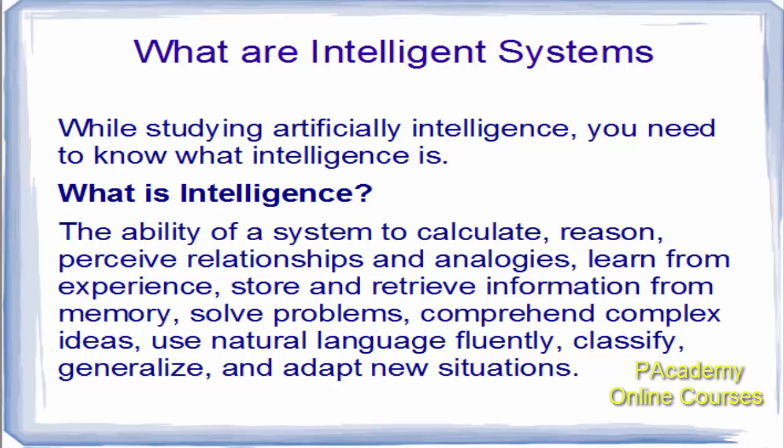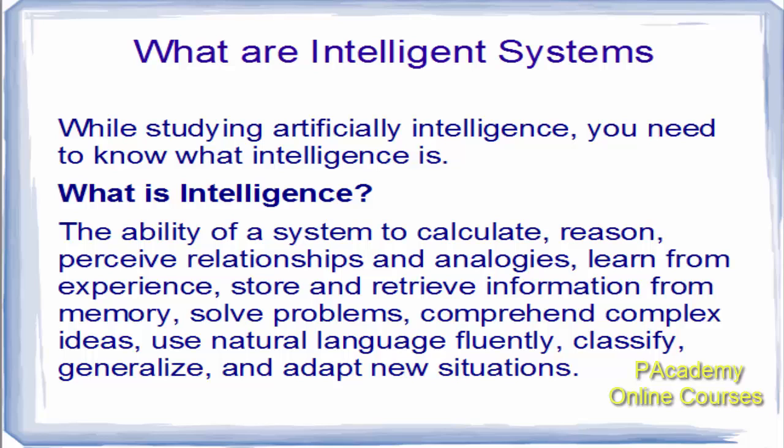What is intelligence? It is the ability of a system to calculate, to reason, to perceive relationships and analogies, learn from experience, store and retrieve information from memory, solve problems, comprehend complex ideas, use natural language fluently, classify, generalize and adapt to new situations. So a person who has all these qualities is said to be intelligent.